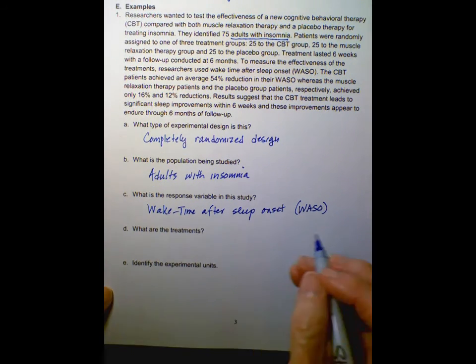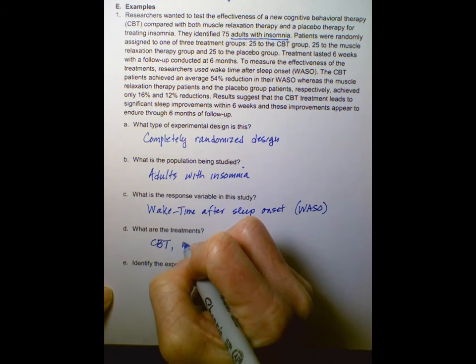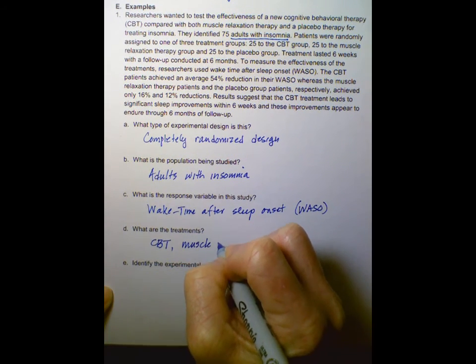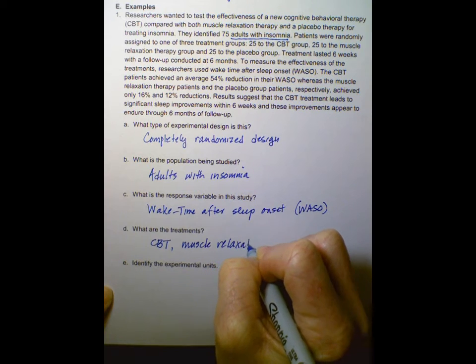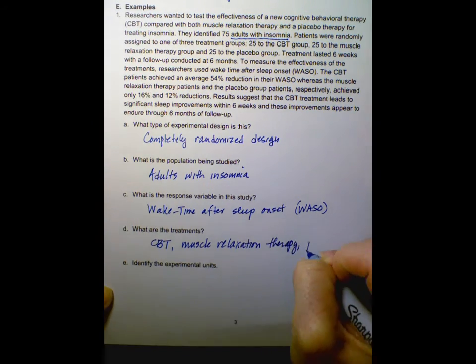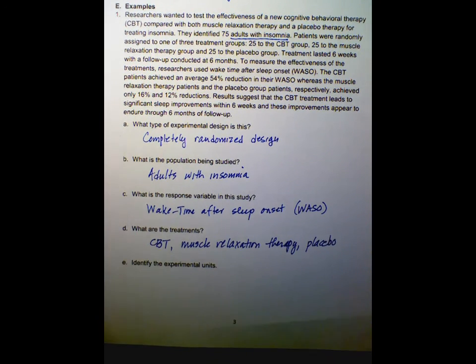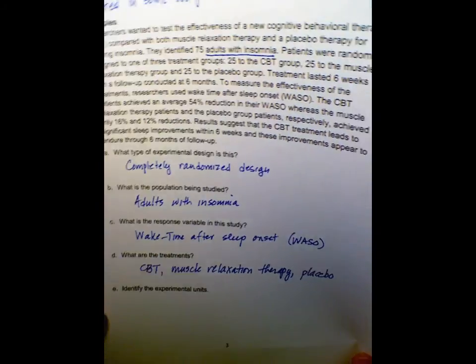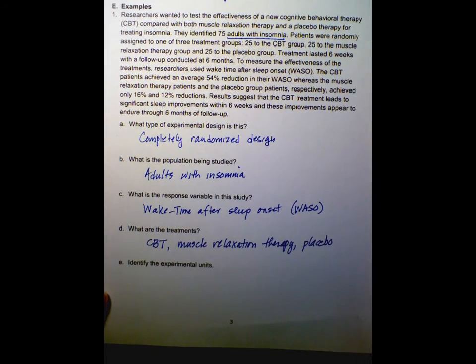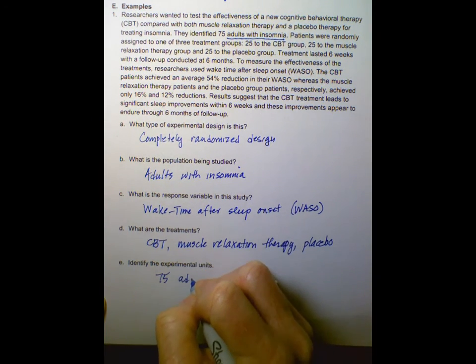So what were the treatments? They were the cognitive behavioral therapy, the muscle relaxation therapy, and some placebo. They don't really describe that, but they call it a placebo. They must tell patients, hey, this is going to help you, or something. What are our experimental units? The 75 adults with insomnia, right?